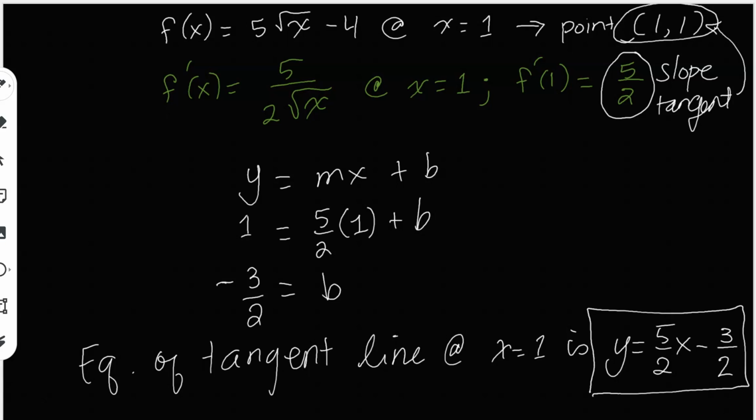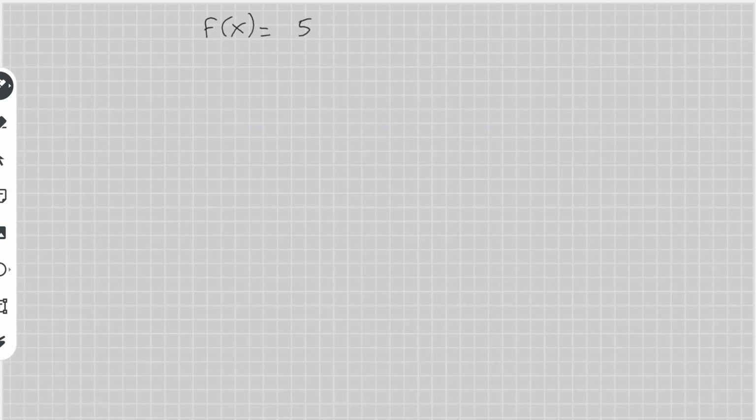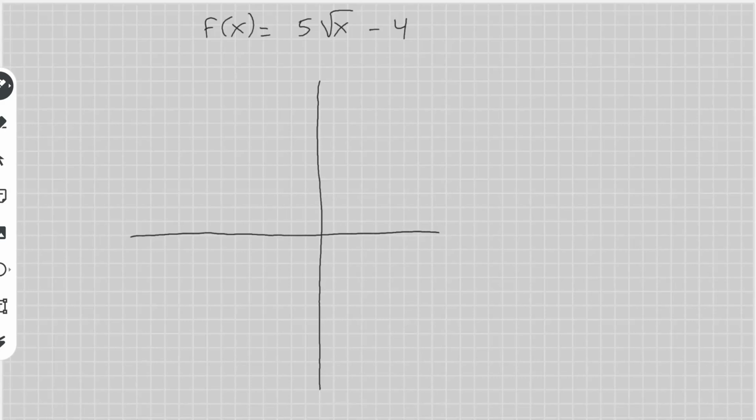Now, we can visualize this on a graph. Okay, so let's visualize this on a graph. The function is f of x is 5 square root of x minus 4. Okay, so when we are looking at this graph right here, by transformation, we know that we are going to shift the graph down 4, and this would be a vertical stretch of 5. Okay, down 4: 1, 2, 3, 4. Normal is over 1, up 1, but we have a vertical stretch of 5, so we will go over 1, up 5. And there is our point 1, 1 on the graph.